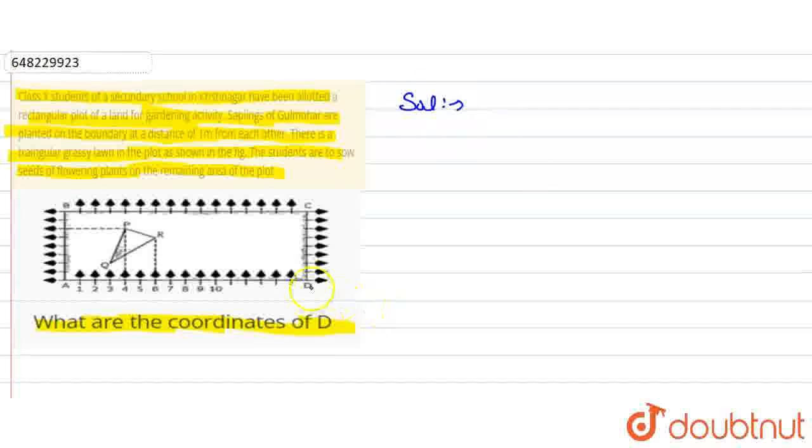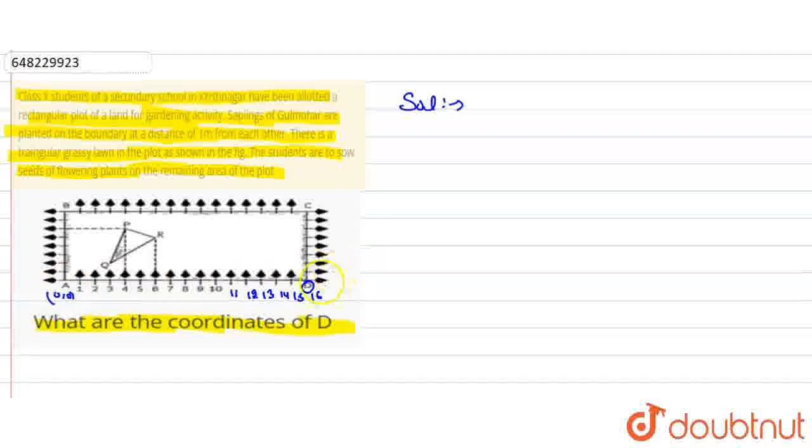So here is D. So this is D. Okay, so this is 11, that is 10, here is 11, here is 12, here is 13, here is 14, here is 15, and the last one is 16. Okay, so this is D and that is the origin, that's (0, 0). Okay, this is the origin.